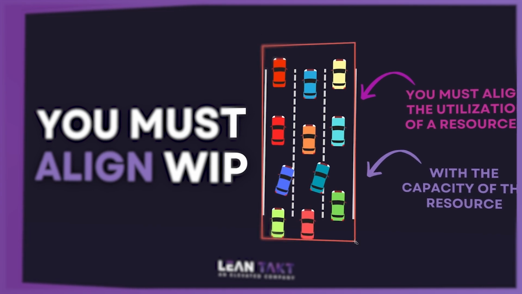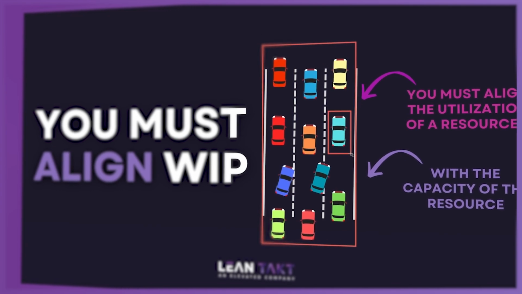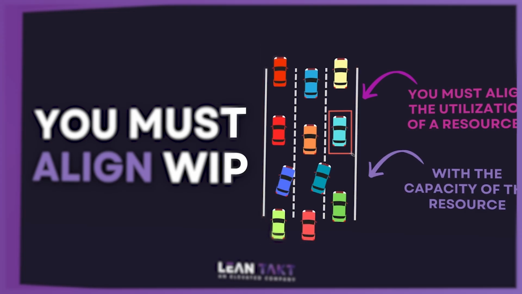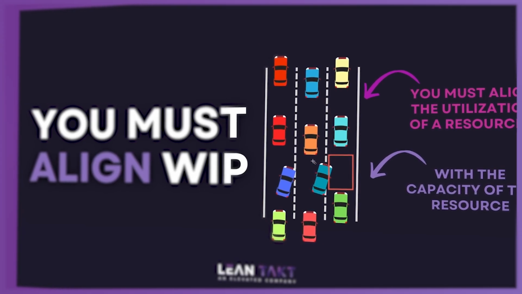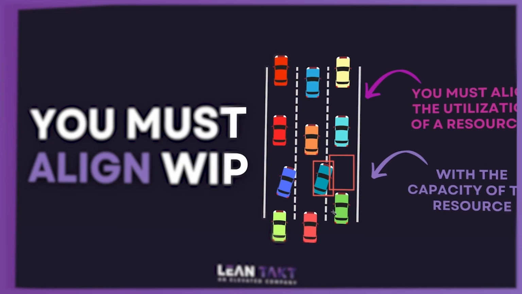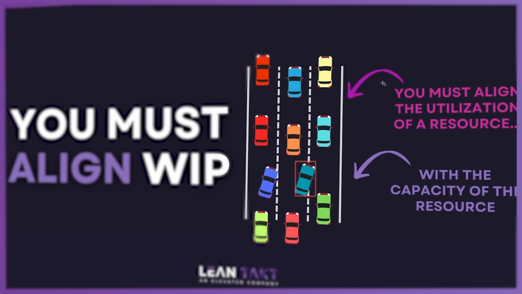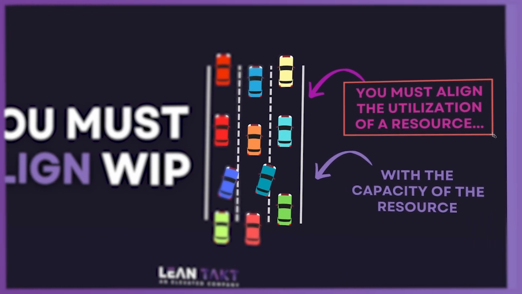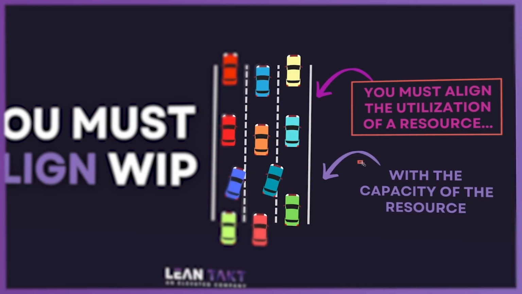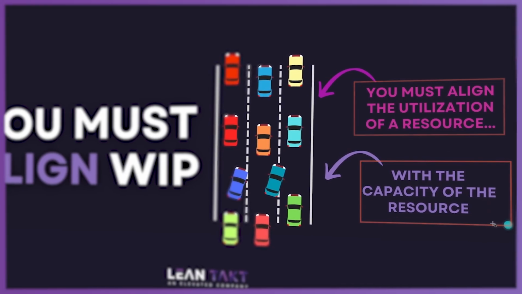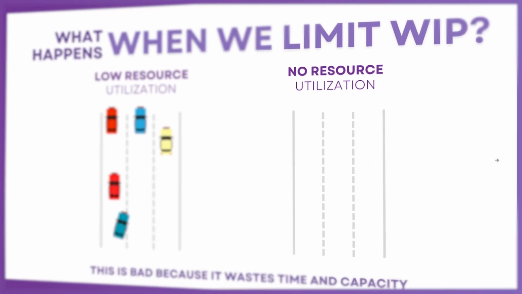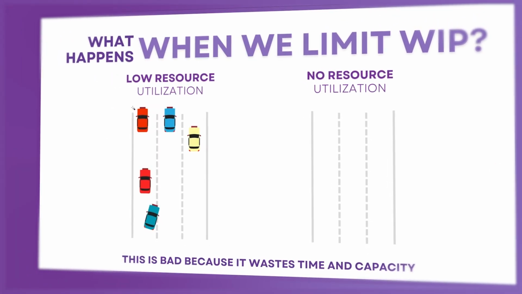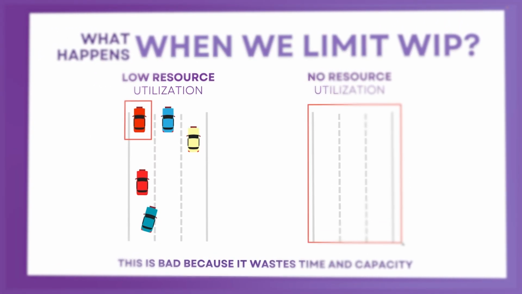Let's say you have a freeway, okay, and each of the cars on the freeway are utilizing the freeway. You can see in here we've got a nice spread. We've got some buffers. We're enabling other cars to change lanes. So the bottom line is you must align the utilization of the resource with the capacity of the resource. That's pretty self-explanatory probably to most people, but let's look at some things. On a construction project, let's look at what happens when we have low resource utilization or none.